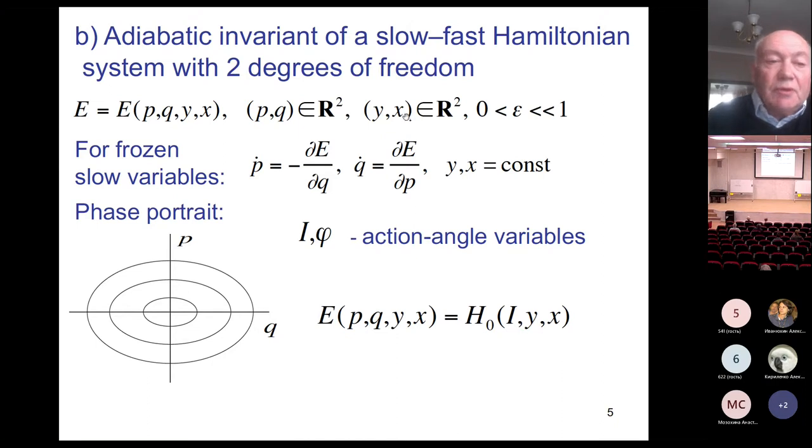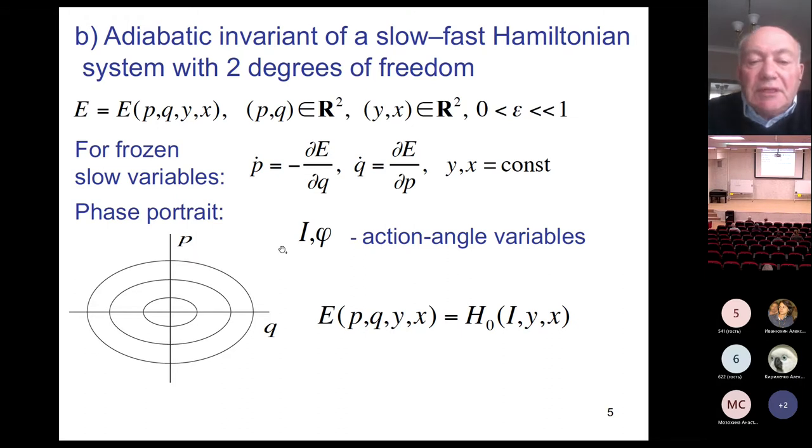So I assume that for frozen slow variables, we have on the phase portrait closed trajectories, like for the pendulum. And the standard recipe to describe dynamics when slow variables change is to average the equation of motion over the fast frequency or fast phase of motion on this phase portrait. Let I be the action of this system, again, the area surrounded by the trajectory divided by 2 pi.